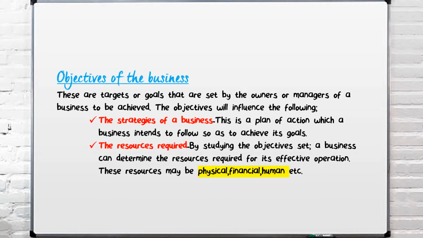Diving deeper into the internal business environment, we're going to look at the first factor, that is objectives of business. Basically, these are targets or goals that are set by the owners or managers of the business and are bound to be achieved. These factors determine the strategy that a business is going to model and use in its day-to-day business activities, as well as the resources that are required for the business to start and run swiftly without any issues or any problems.